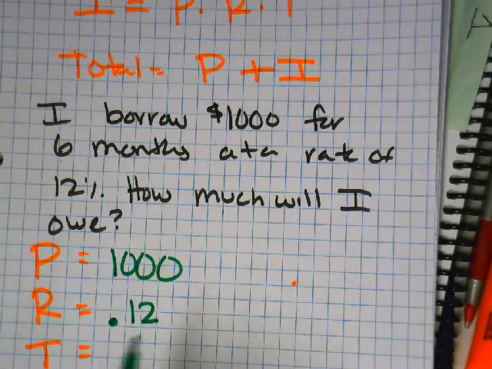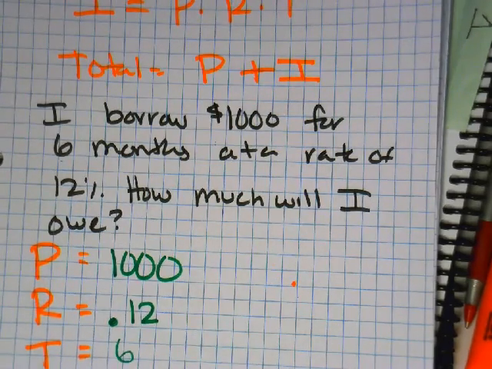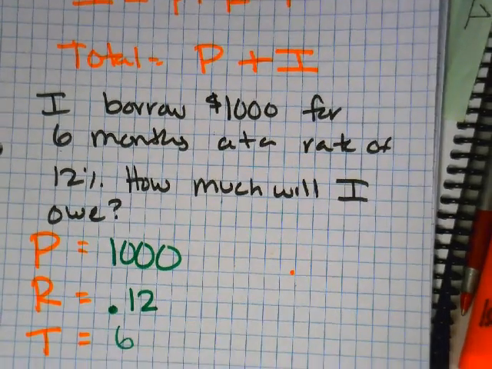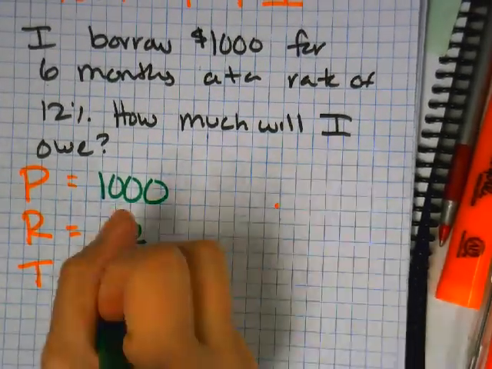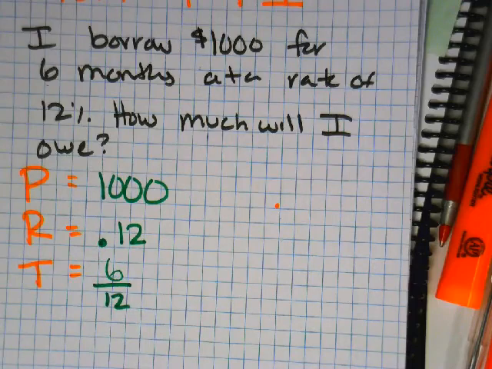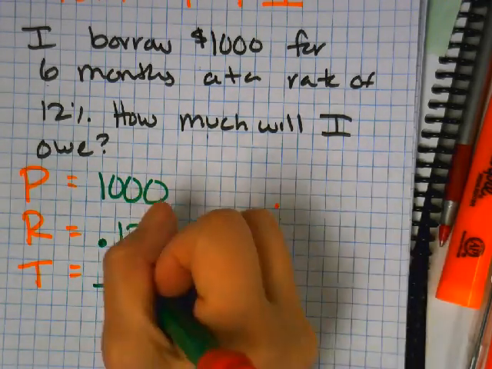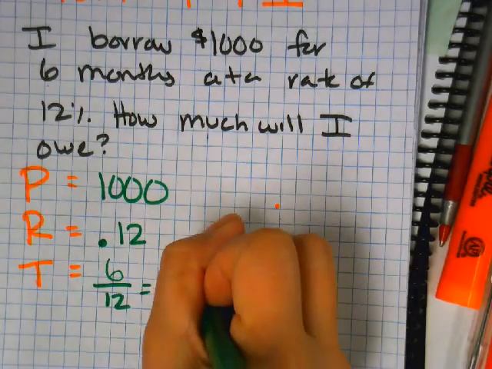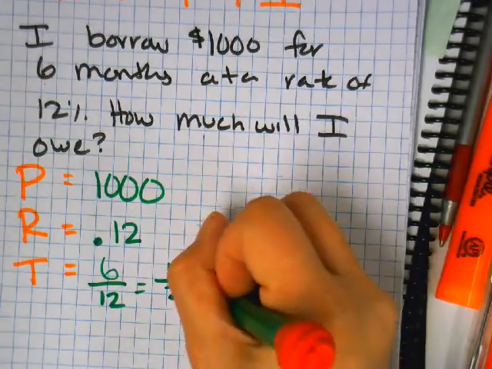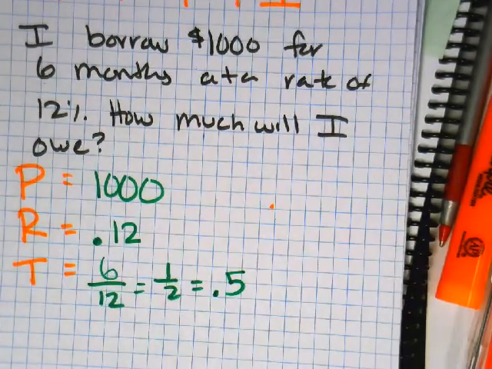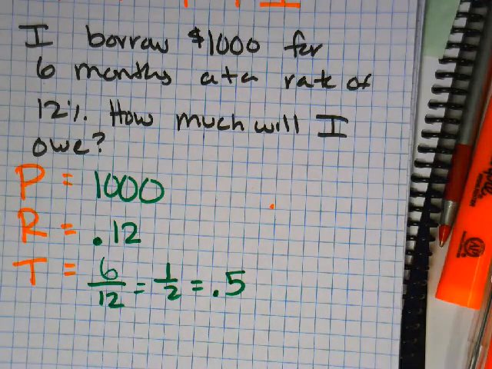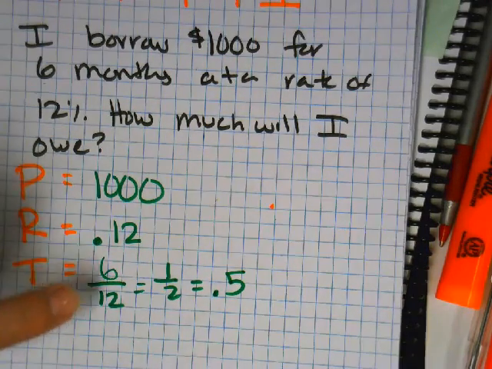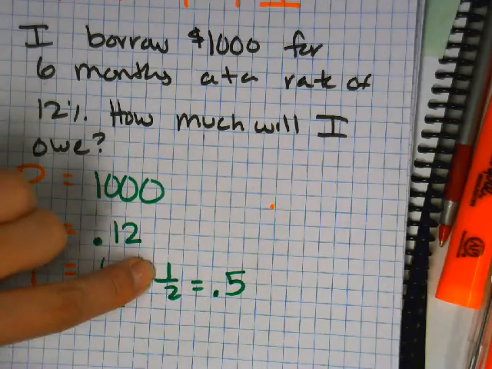If I write 6 right there, that means years. But it's not years, it's months. So it'd be 6 out of 12. Why 6 out of 12? It's 12 months, right? What is 6 out of 12 equal to? 1/2, which is equal to 0.5. That's how we get 0.5. For those of you who are wondering why I'm shouting out 0.5, it's because it's 6 out of 12, which is 1/2, which is 0.5.